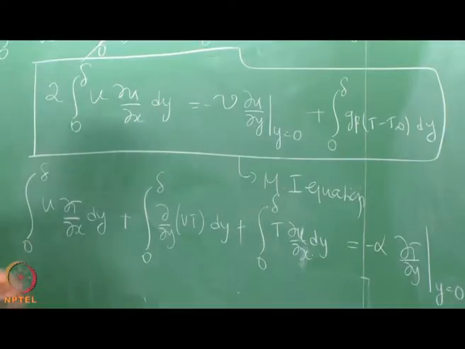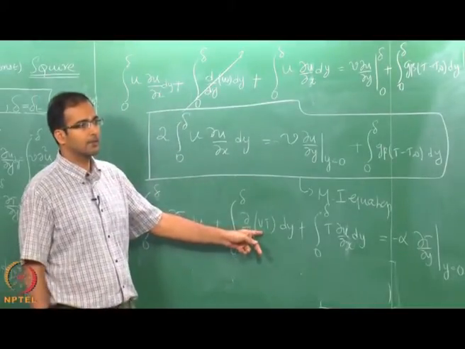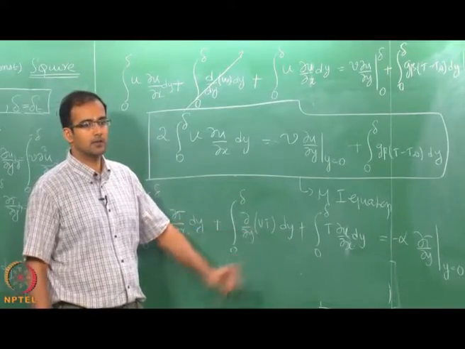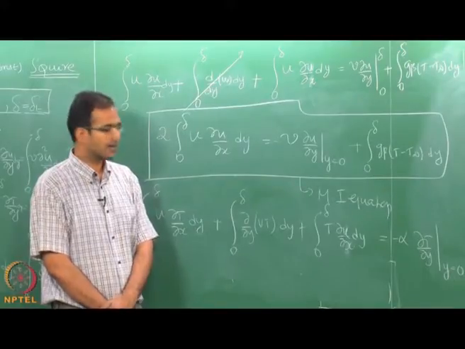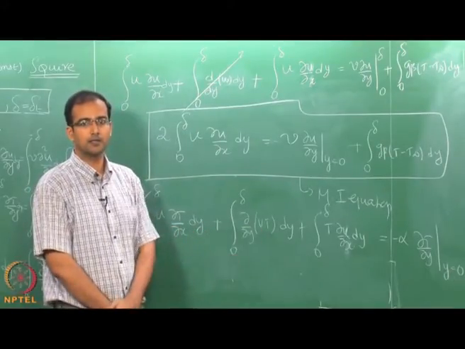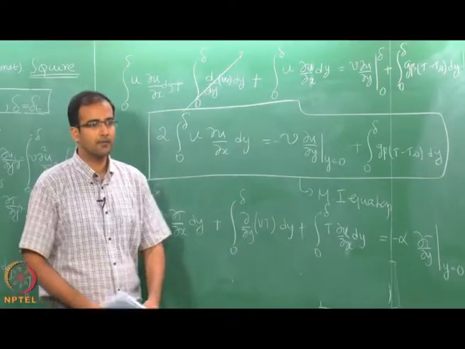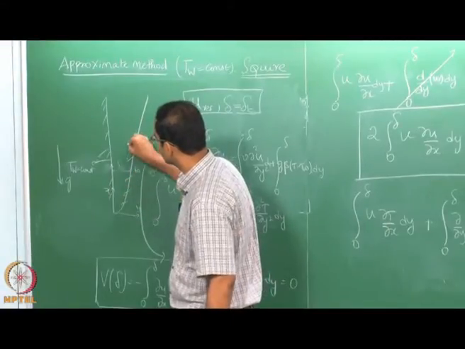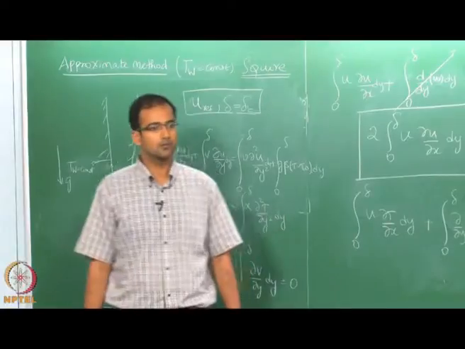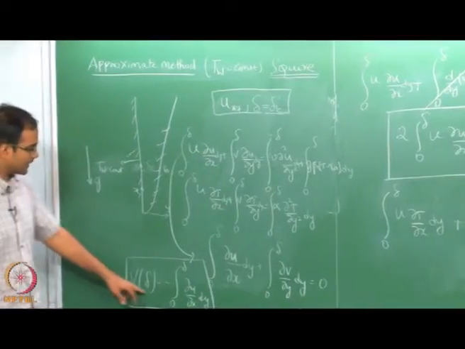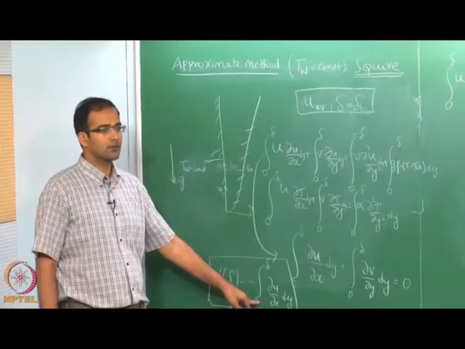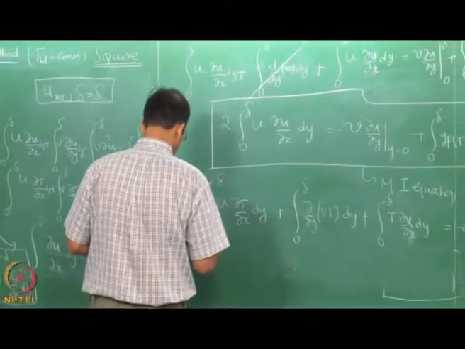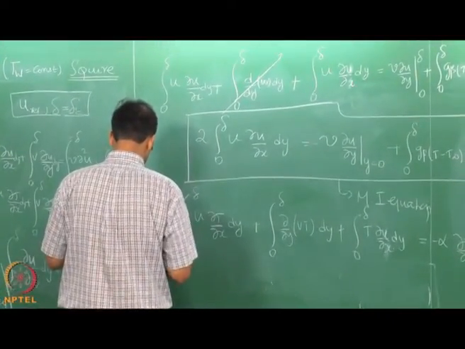So, if you integrate this between the limits 0 to delta, what do you get? At y equal to 0, v equal to 0, but at y equal to delta, v is not equal to 0, because we have an entrainment happening at the edge of the boundary layer for the boundary layer to grow. Okay. So, that v at delta is obtained from the continuity equation. So, you can therefore substitute for the continuity here.